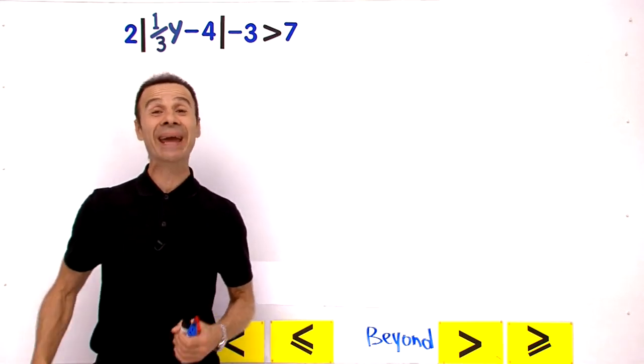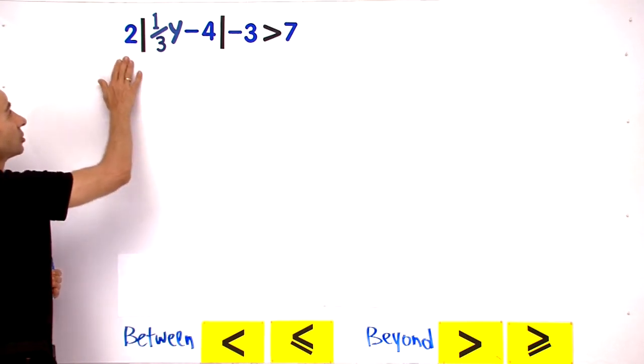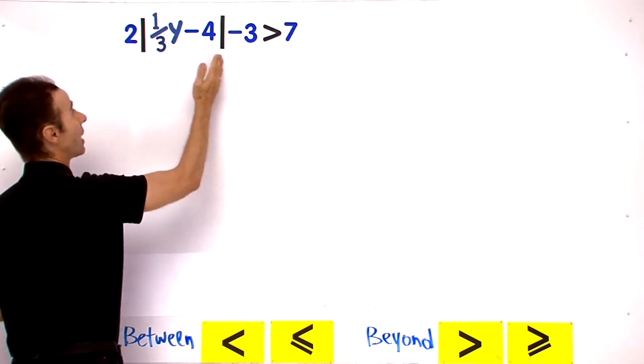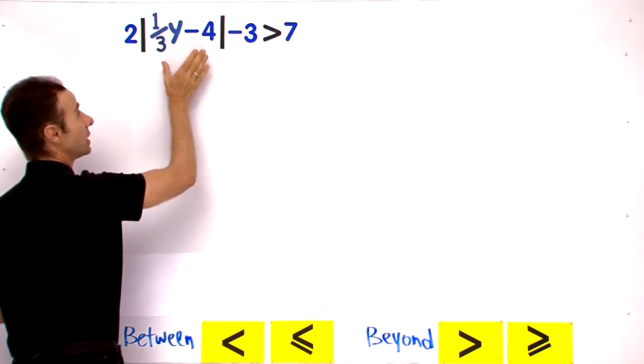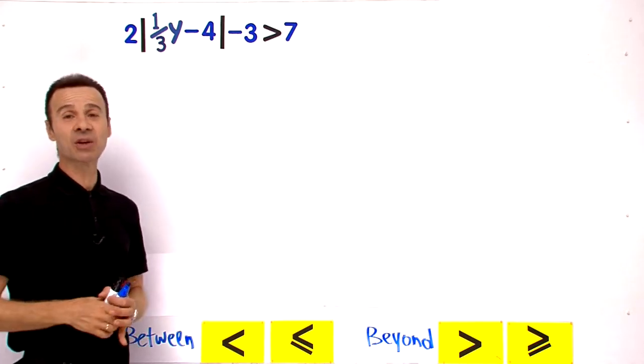All right, let's try another exercise. This one's a little bit more complex. What we have is 2, absolute value brackets, 1/3 y minus 4 inside, minus 3 greater than 7. What is that greater than 7?